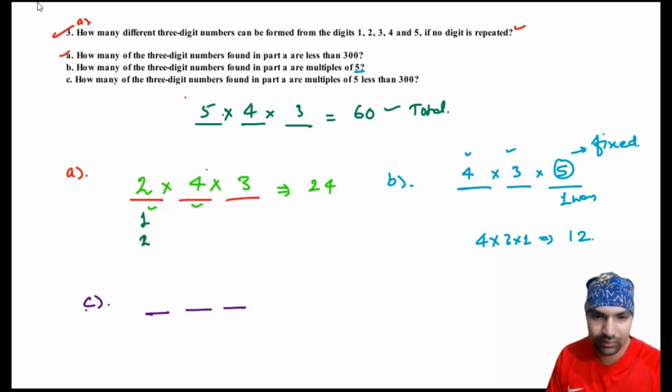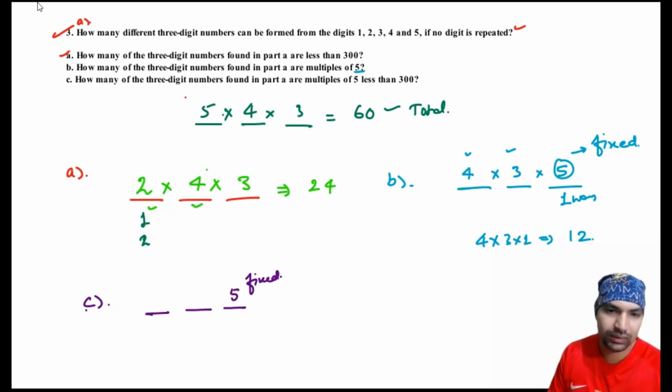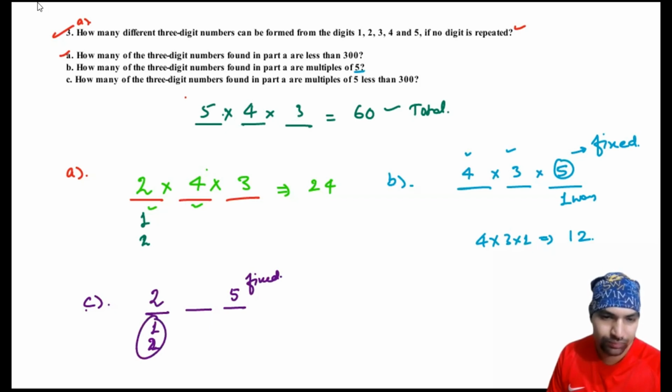Again, the constraint is that it's a multiple of 5, so 5 is fixed over here. Now, this number should be less than 300, right? So it will be less than 300 when I have either 1 or 2 in the 100 place. So this can be filled in 2 ways, right? Either 1 or 2, isn't it? 5 is already fixed, and 1 digit has gone over here. Now out of 5, 3 are left. So this can be filled in 3 ways.